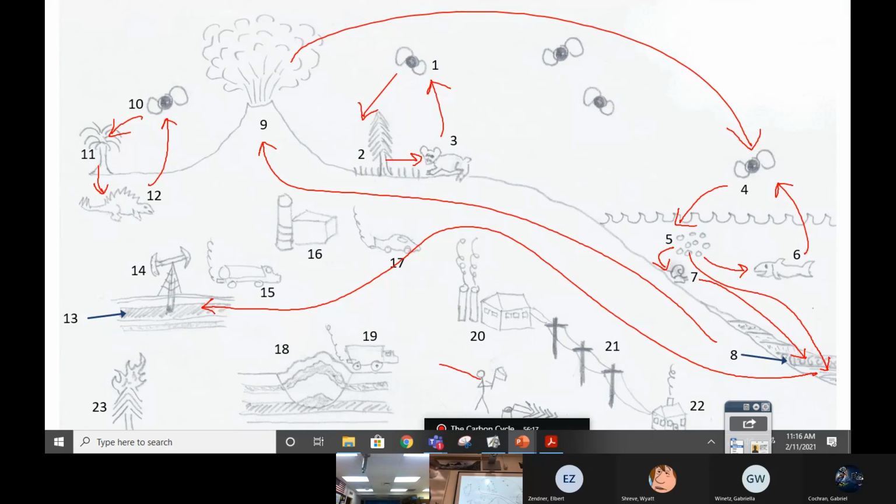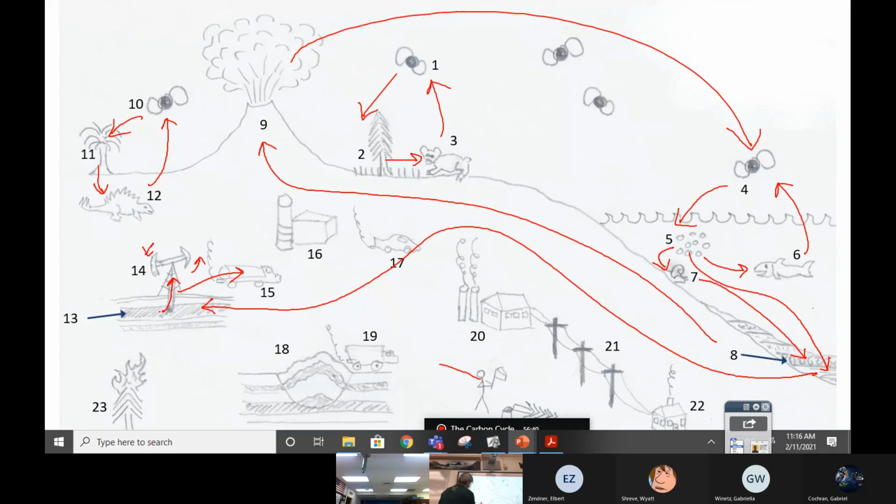So number 13 there is crude oil. What do we do then? Well, we use an oil well to pump it up. And you know how maybe you've seen these oil wells before? They rock back and forth to pump the oil out of the ground. So we pump the oil out of the ground there, and then we put it into a truck.